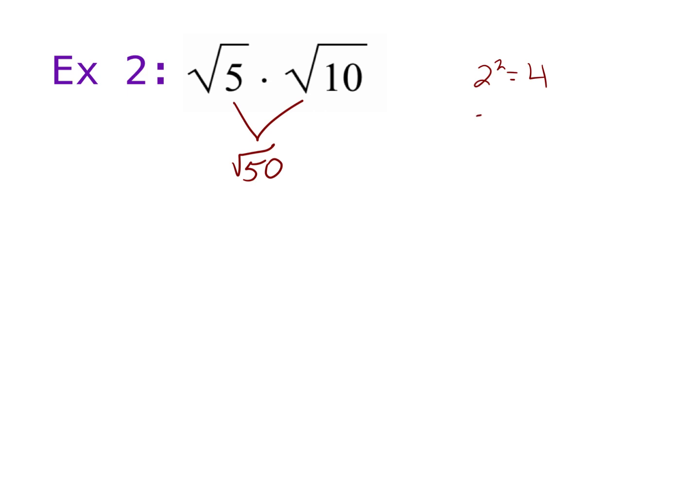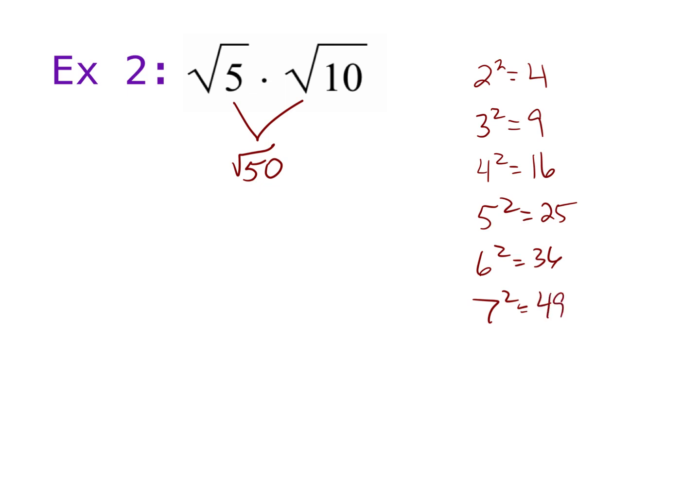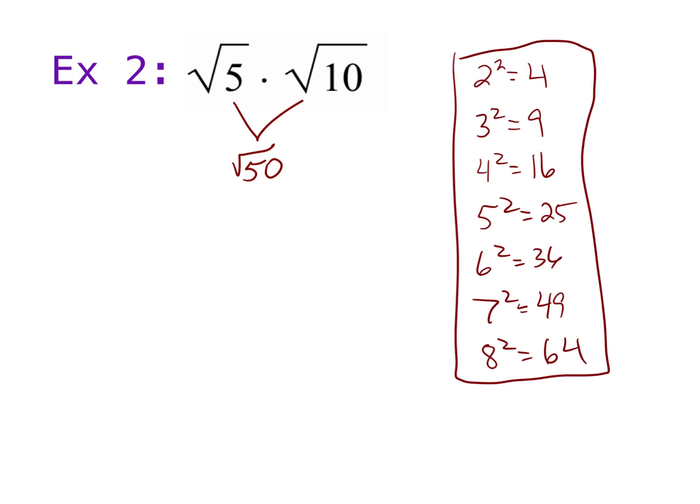So 2 squared is 4, 3 squared is 9, 4 squared is how much? 16. 5 squared. 6 squared. 7 squared. 8 squared. Okay. And I'm going to box these just so it's easy to look and find. All right, what I'm going to do is I'm actually going to highlight all these numbers on the right because these are my actual perfect squares. Okay? These are the numbers I'm actually going to be working with.